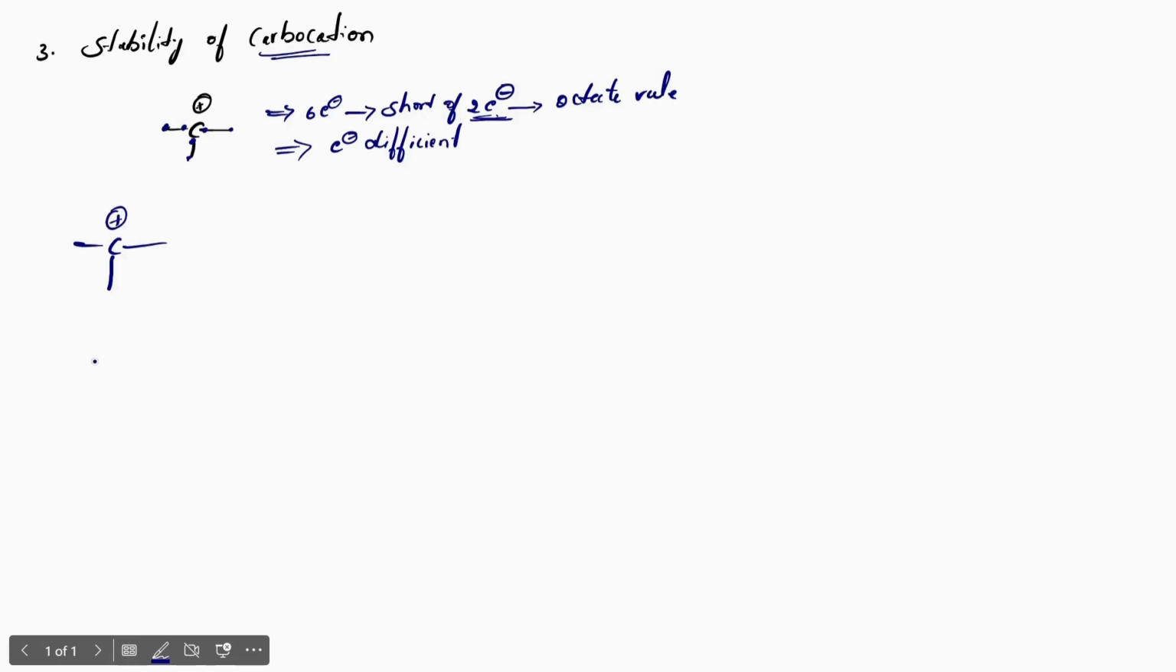This is the carbocation. To this carbocation, if negative inductive groups are attached, what happens? All 3 negative inductive groups start withdrawing the electron from the carbon which is already electron deficient. When all 3 negative inductive groups withdraw the electron from an electron deficient group, what happens? It leads to destabilization of the system.